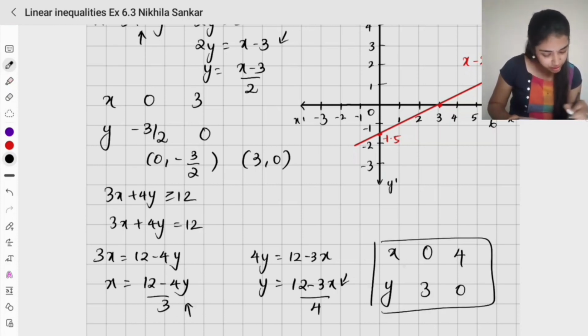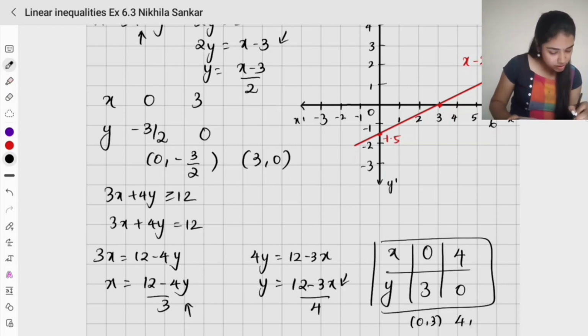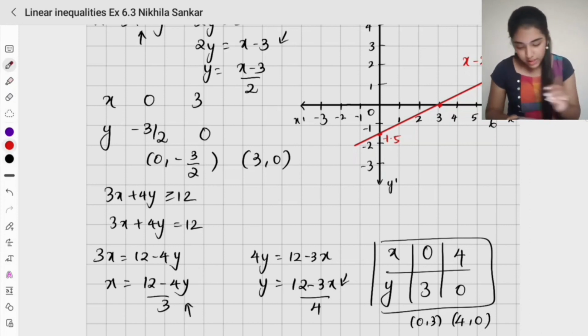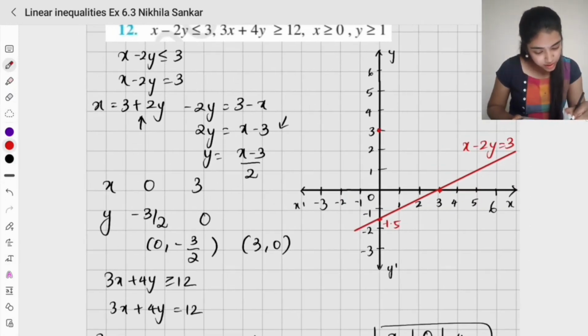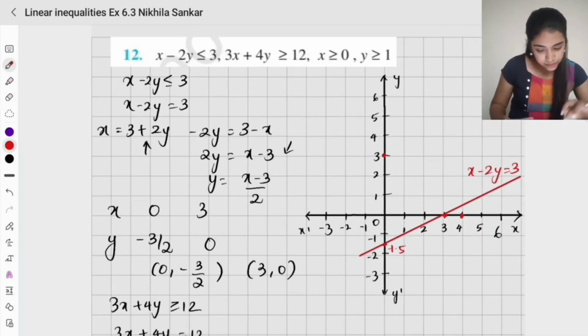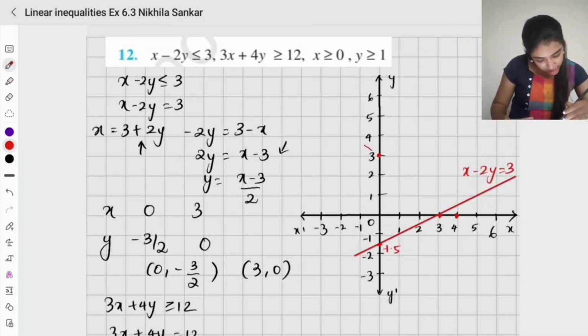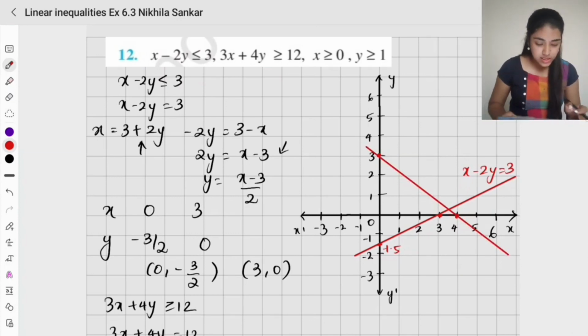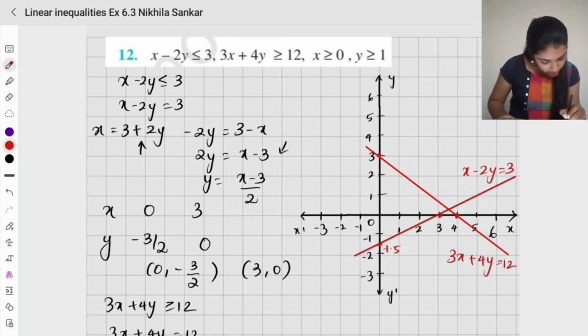Okay, so this is my tabular column. So the solution is 0, 3 and 4, 0. So I'll plot this in the graph. 0, 3 is over here and 4, 0 is over here. Okay, I'll draw the line. This is a slack inequality. Another line. So this line is going to be 3x plus 4y equals 12.